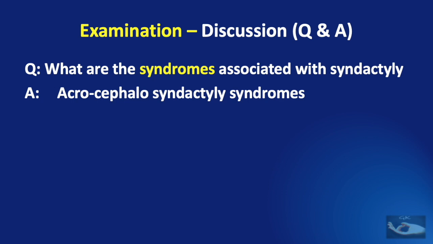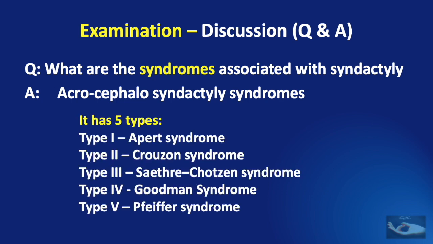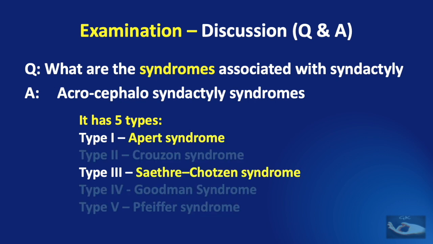The third type of syndromes associated with syndactyly are the acrocephalosyndactyly syndromes, and there are 5 basic types of these syndromes. They are the Apert syndrome, the Crouzon syndrome, the Saethre-Chotzen syndrome, the Goodman syndrome, and the Pfeiffer syndrome. Of these, the two most important are the Apert syndrome and the Saethre-Chotzen syndrome, and we shall see their main features.